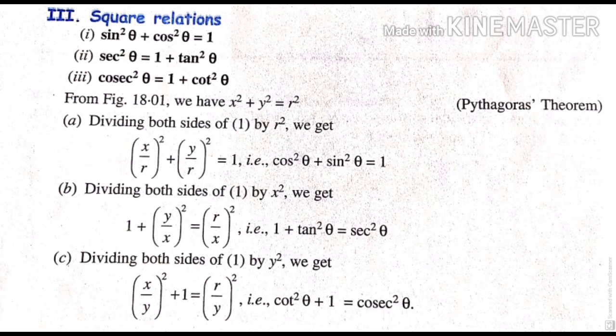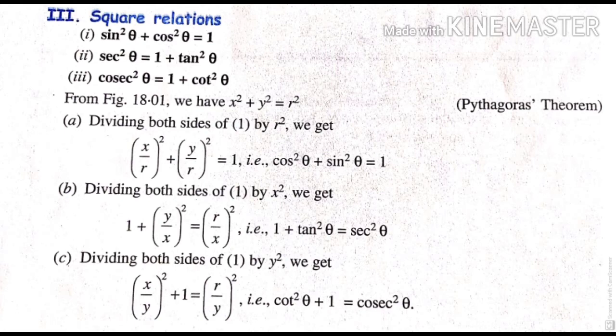Now we divide both the sides by r square, then the left side becomes x by r whole square plus y by r whole square, and the right side r square by r square is 1. Okay, so now x by r is the ratio of cos theta, so it is cos square theta, and y by r is the ratio of sin theta, so it is sin square theta is equal to 1.